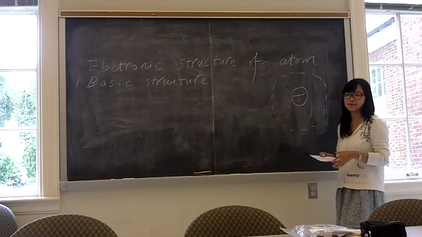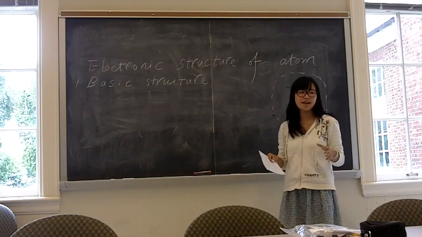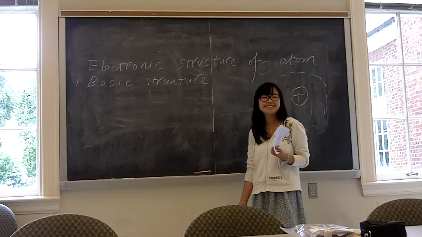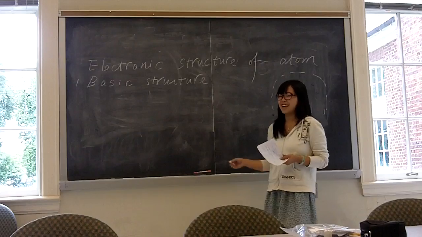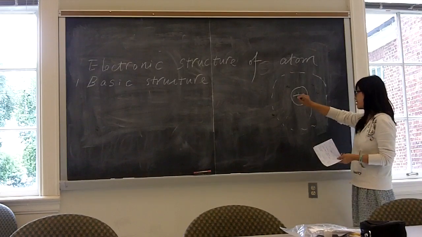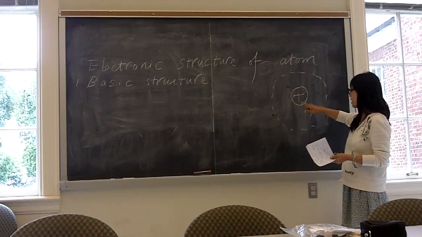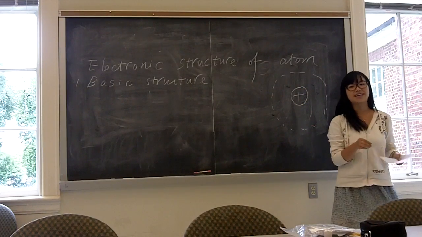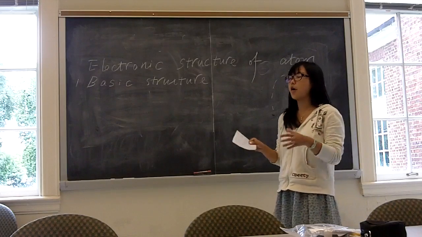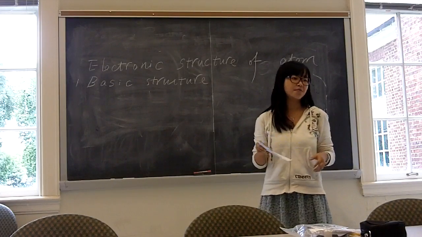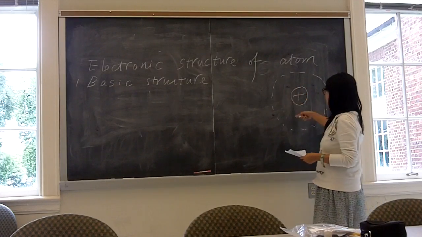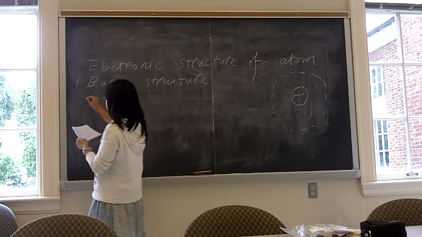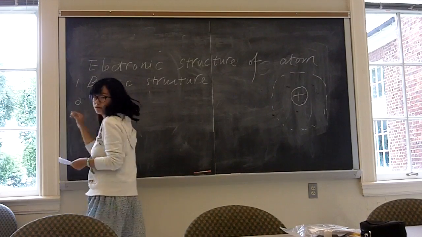So can anyone tell us the basic information about the solar system? Just the basic information. Anyone? The sun is in the middle. Yeah, exactly. So this positively charged proton can be compared to the sun, and there are also other planets that move in their own orbitals in the solar system, right? So it's just like the electron. So this is the basic structure of the atom, and let's come to the second one.